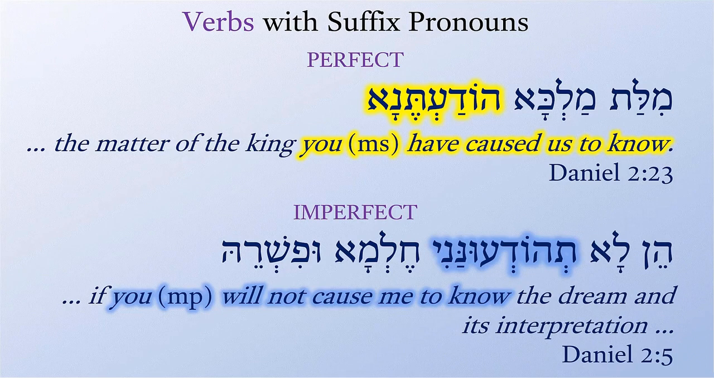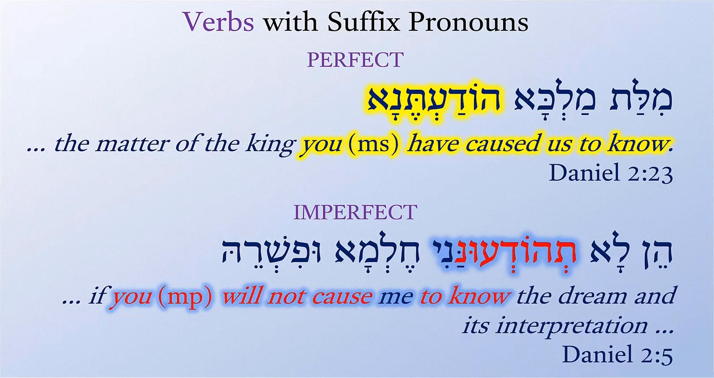So now we look at the bottom. "You, masculine plural, will not cause me to know." So similar idea. We've got a different subject here. We have got a different object here. But it's still the know verb, the yod dalet ayin, and this will help us illustrate a point.